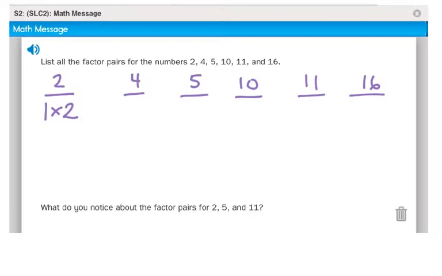For 4, please write down all the factor pairs. I have 1 times 4 and 2 times 2. When writing the factor pairs for 5, the only factor pairs are 1 and 5. 1 times 5.